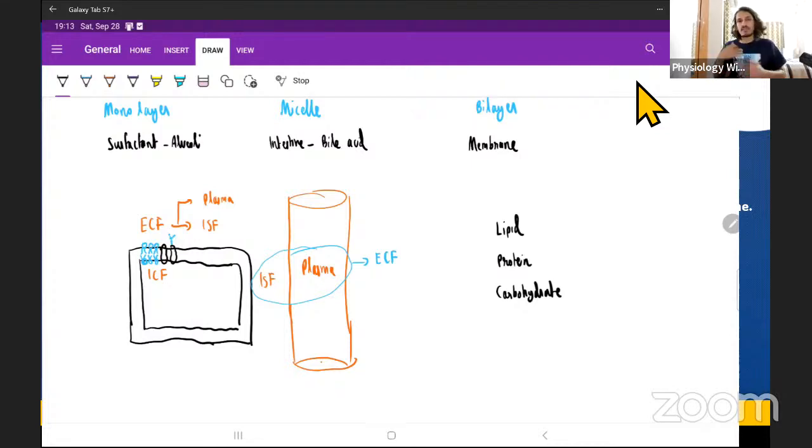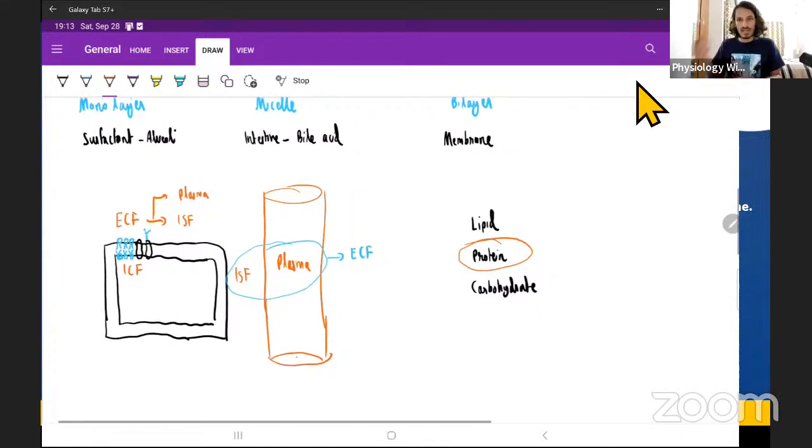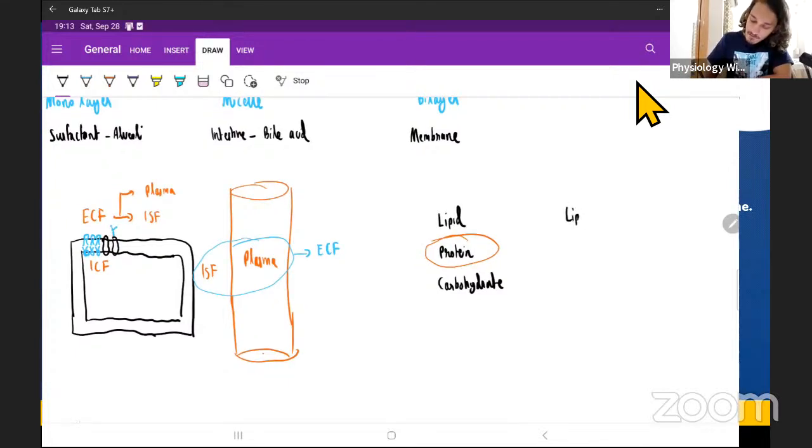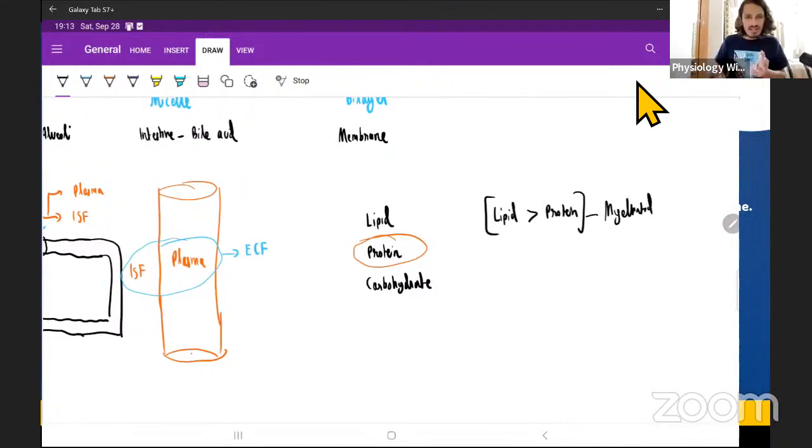The percentage of all of this varies according to the type of cells. In most of the cells that you see, protein is going to be slightly higher. If you look at the different kinds of cells, one example is nerve cells that contain myelin. So myelinated cells generally have higher lipid than protein. This is for myelinated cells. Otherwise, most cells are almost similar, with slightly higher protein.